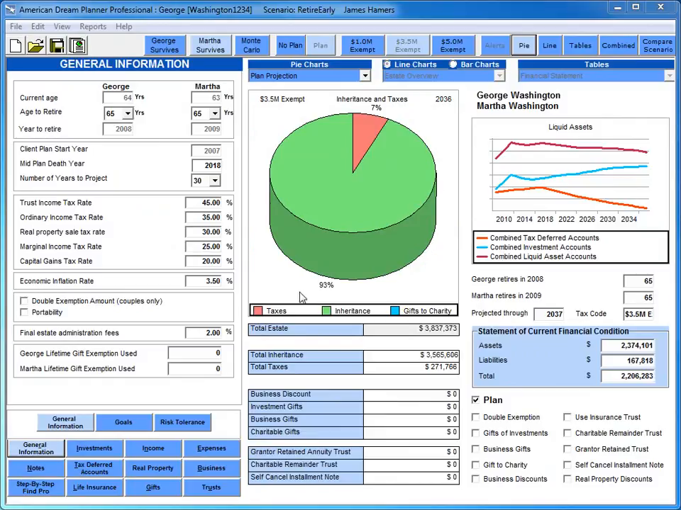Welcome to the American Dream Planner Quick Training. The focus of this session is using insurance to pay for long-term care costs. We are using the retire early scenario.